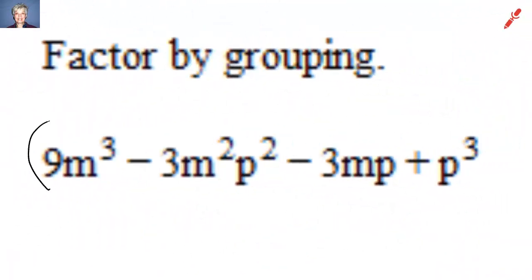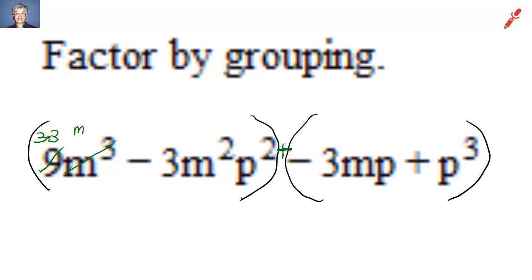Now, we're going to deal with a harder situation. We're going to factor by grouping, but I want you to notice that you are not allowed to have a minus sign in the middle. So we put parentheses around the first two terms, parentheses around the second two terms, and write a plus sign in the middle. Now we're going to factor the first two terms by GCF. 9 breaks down into 3 times 3. And m cubed breaks down into m times m times m.